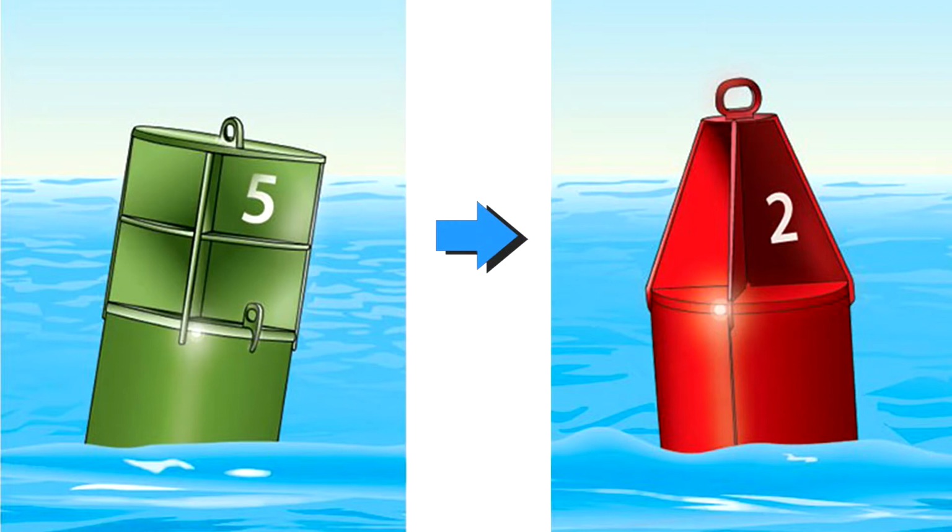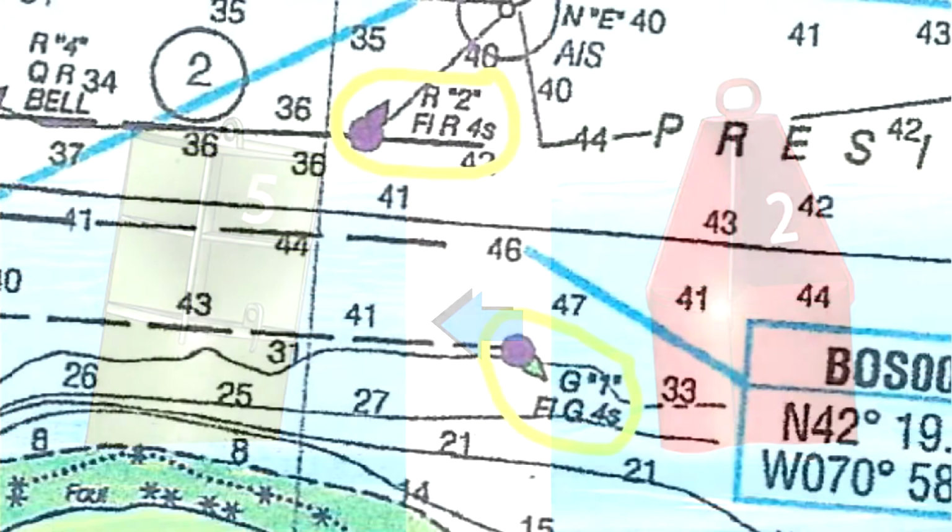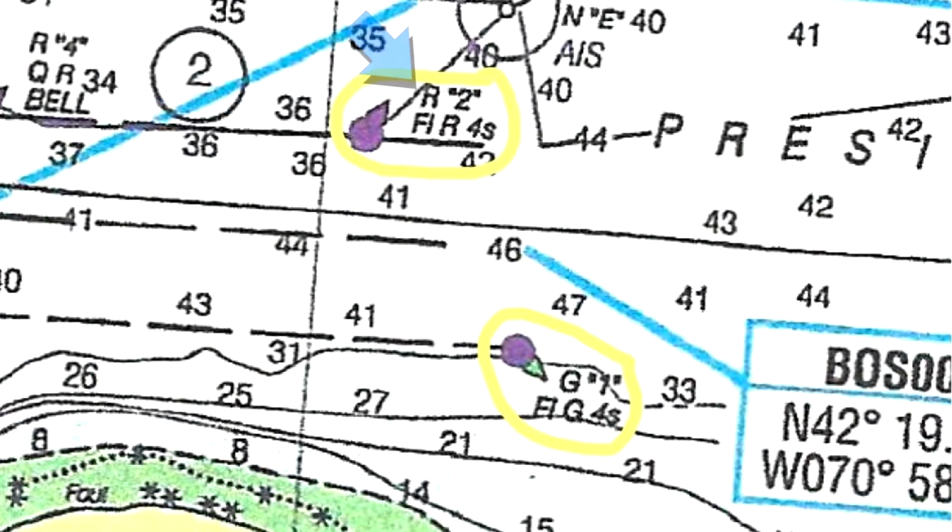A red nun is a type of buoy that has even numbers on it, and when coming into the channel is on your right side. On your left side, when coming into a channel, are green cans. These types of buoys have odd numbers on them. When looking on a chart, these buoys are labeled with either an R for red or G for green, and the number of that buoy in quotation marks.